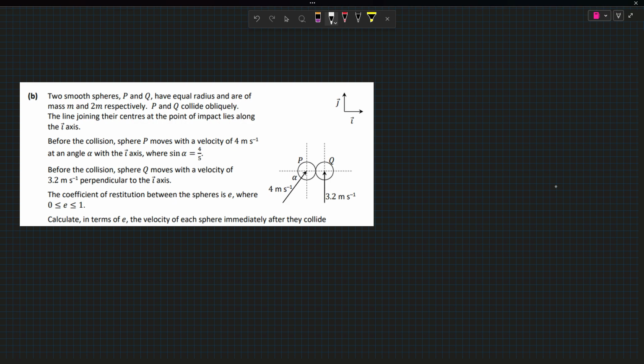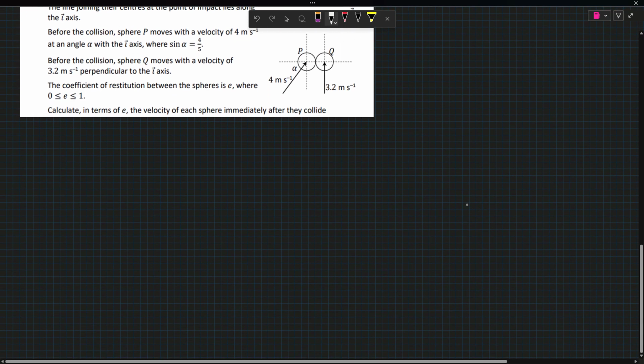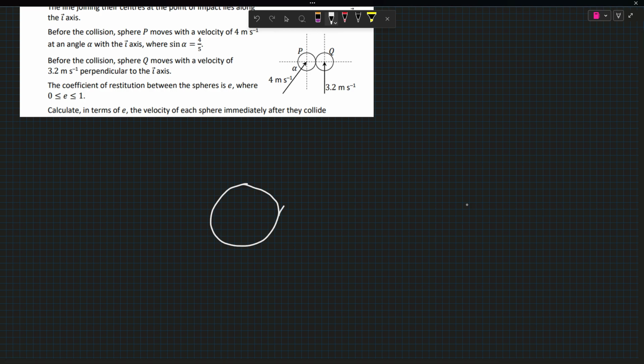For the collision, sphere P moves at velocity 4 at angle alpha, where sine alpha is 4/5. Okay, so I'll just sketch my own diagram, as I tend to do. We have two smooth spheres, so there's going to be no friction, and no energy lost either.